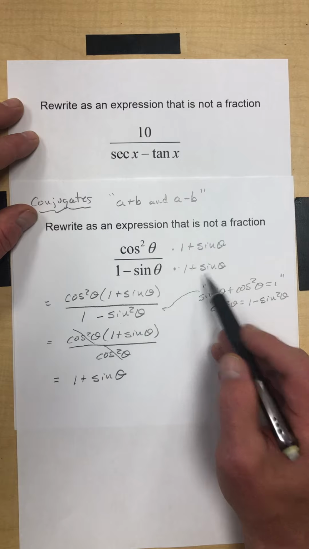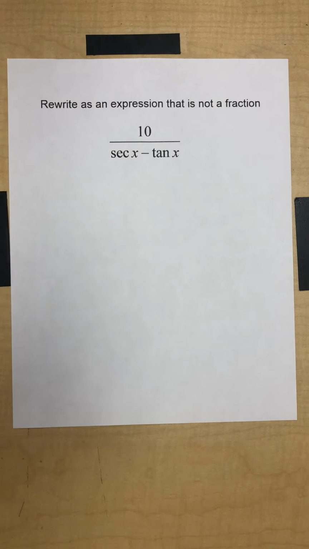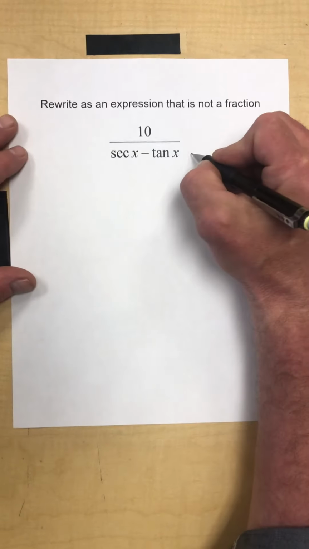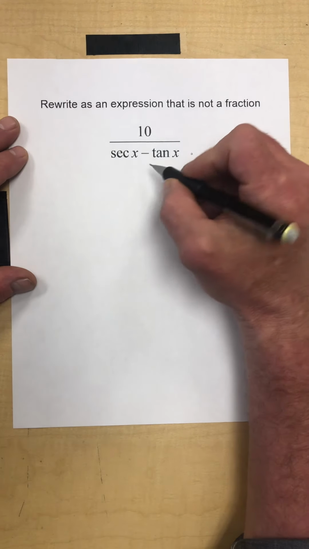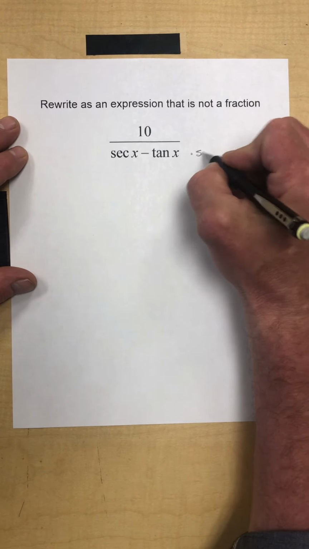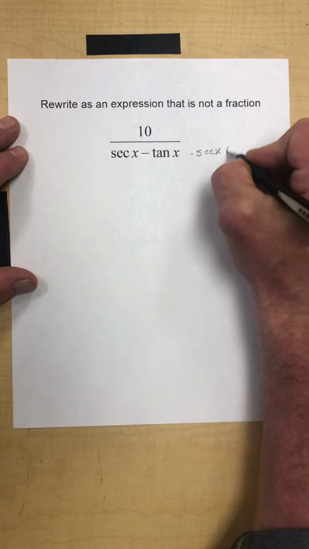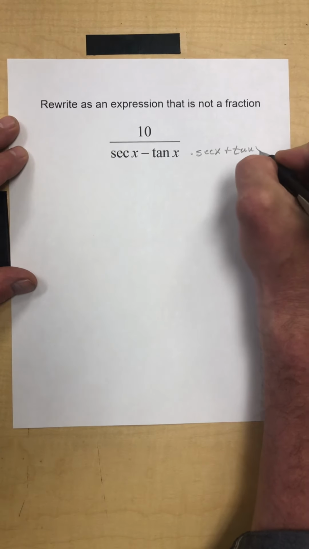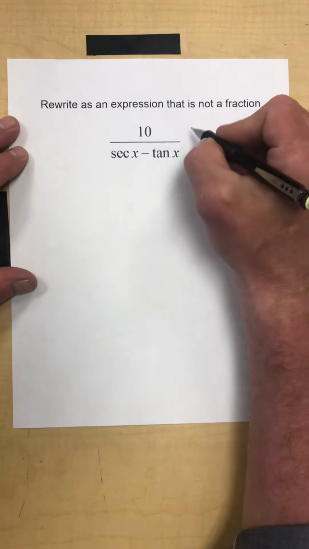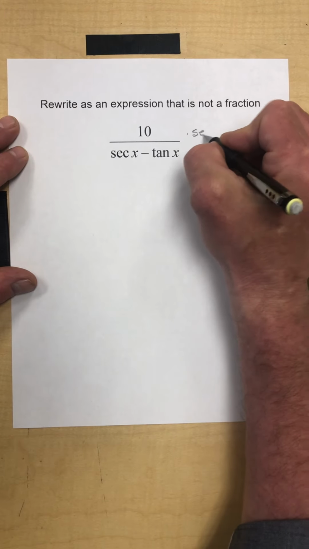So why don't we try using a conjugate? Let's see if that works out. The conjugate of secant x minus tangent x would be secant x plus tangent x. And if I multiply down below, I've got to multiply up above by the exact same thing.